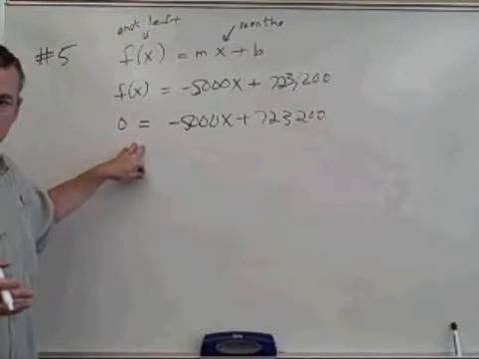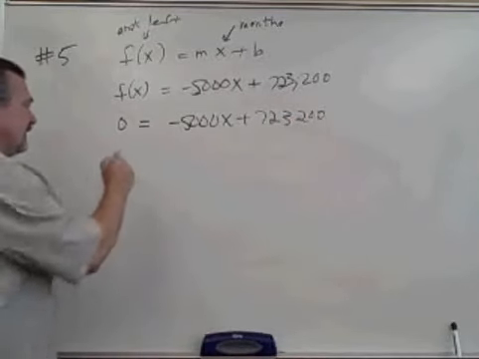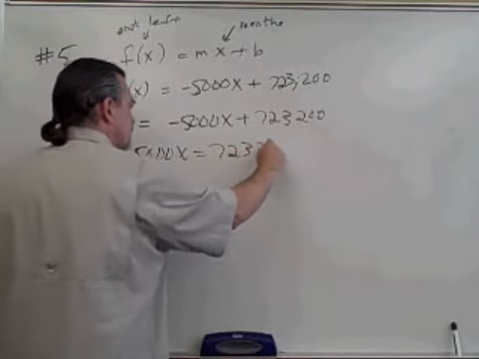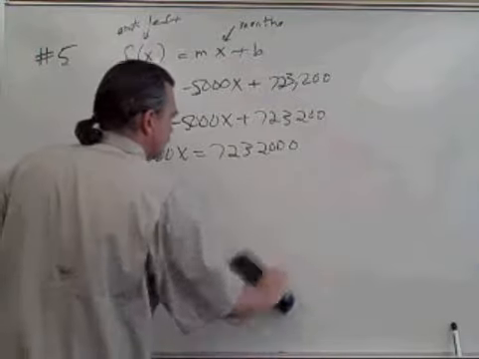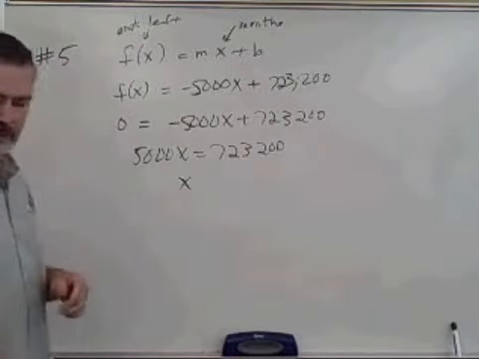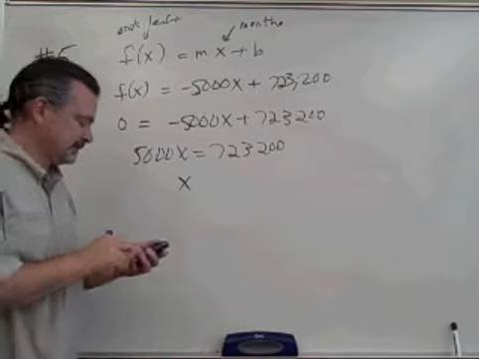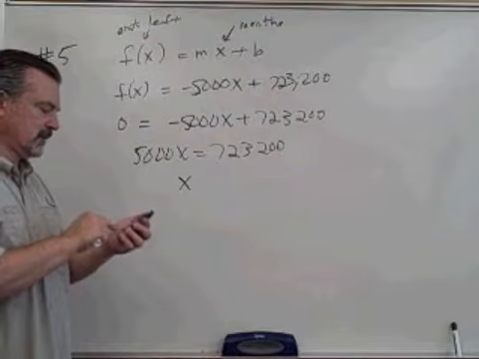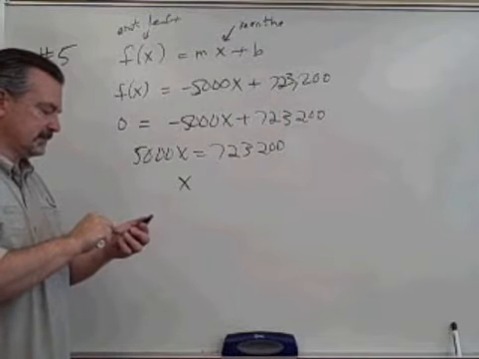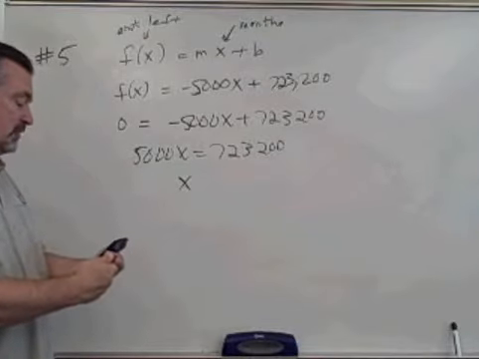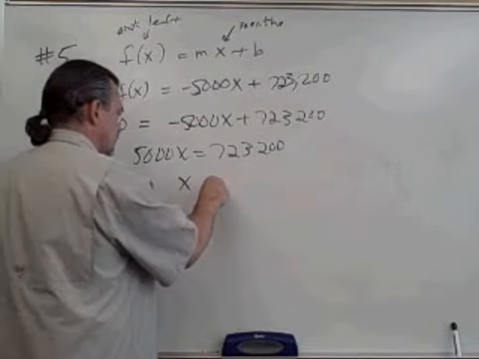So we could actually solve this equation to determine that. So 5,000x equals 723,200. Oops, too many zeros there. So dividing 723,200 by 5,000 gives us an answer of 144.64.